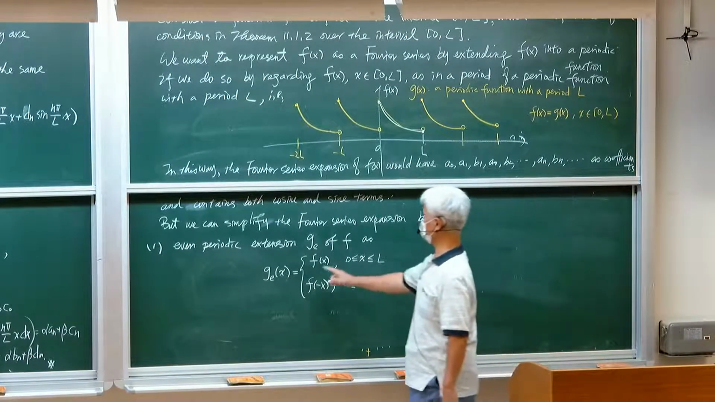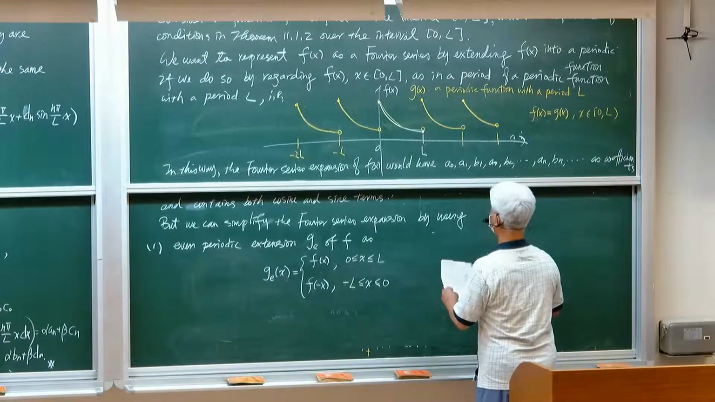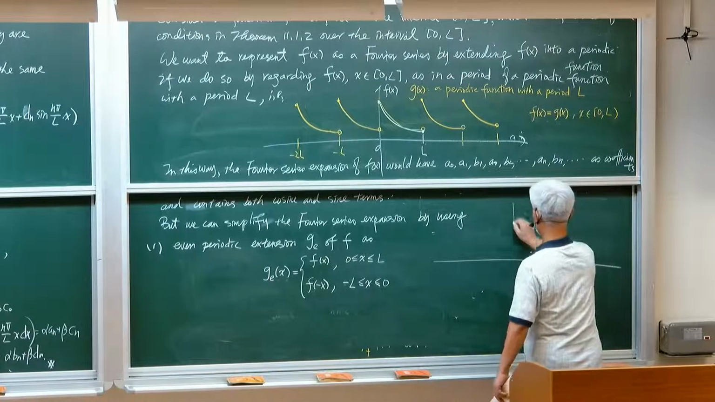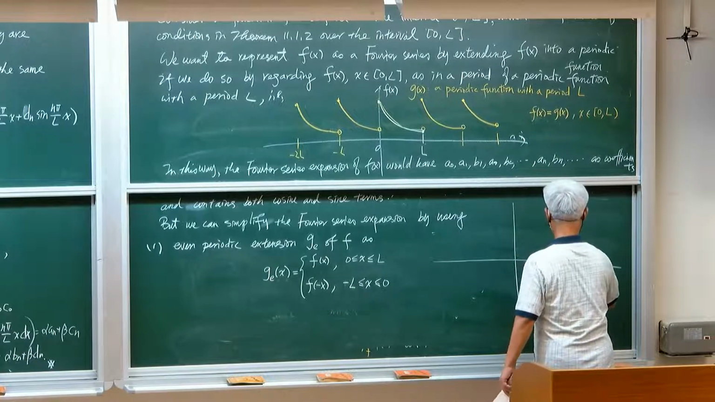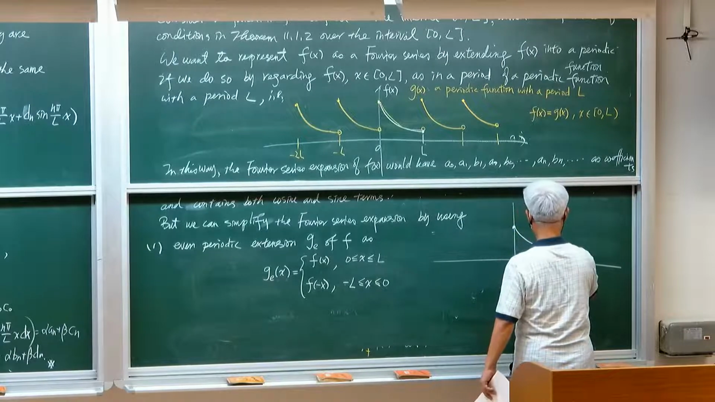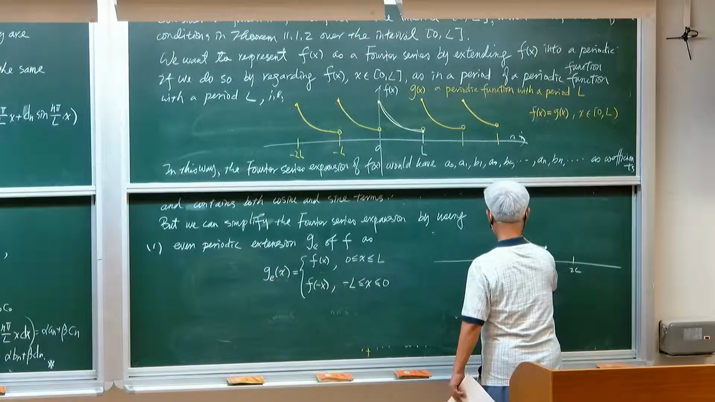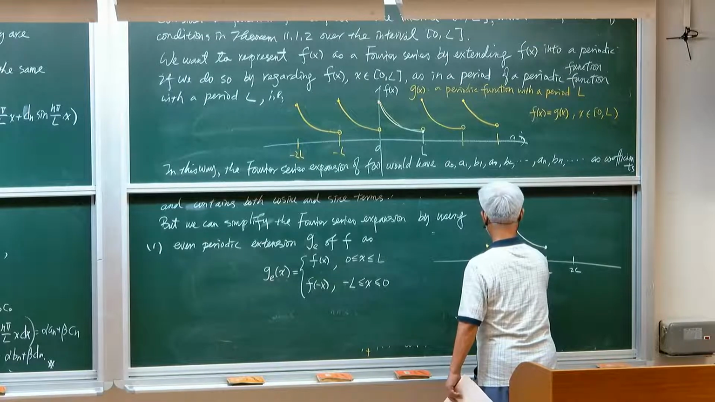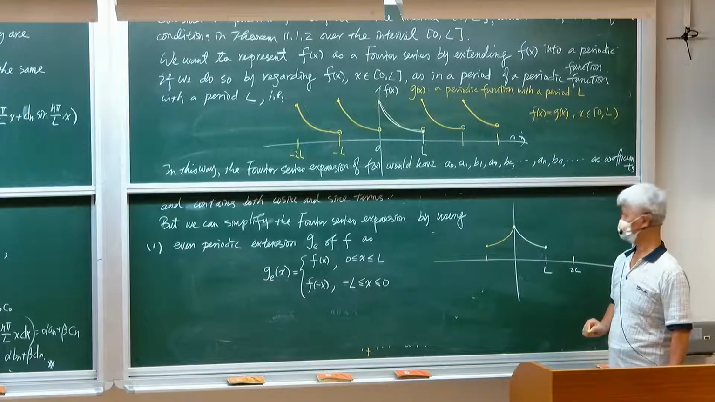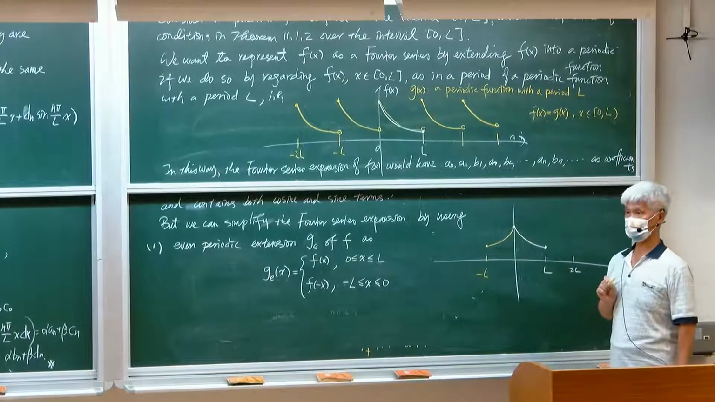Okay, so we construct an even function, right? So the construction is here. The even function is like that. Originally we have, say, here, right? Now the construction is we do the mirror image here. So the period becomes 2L instead of L.